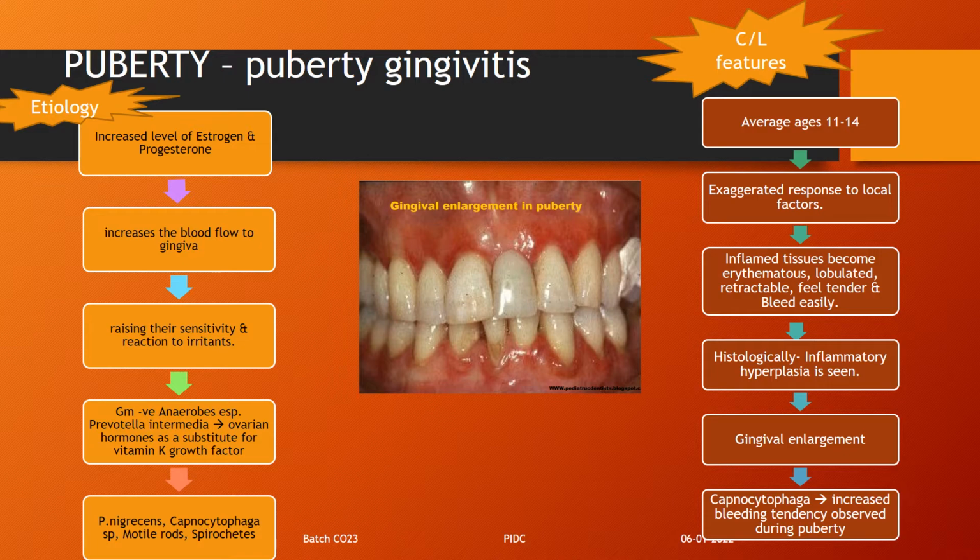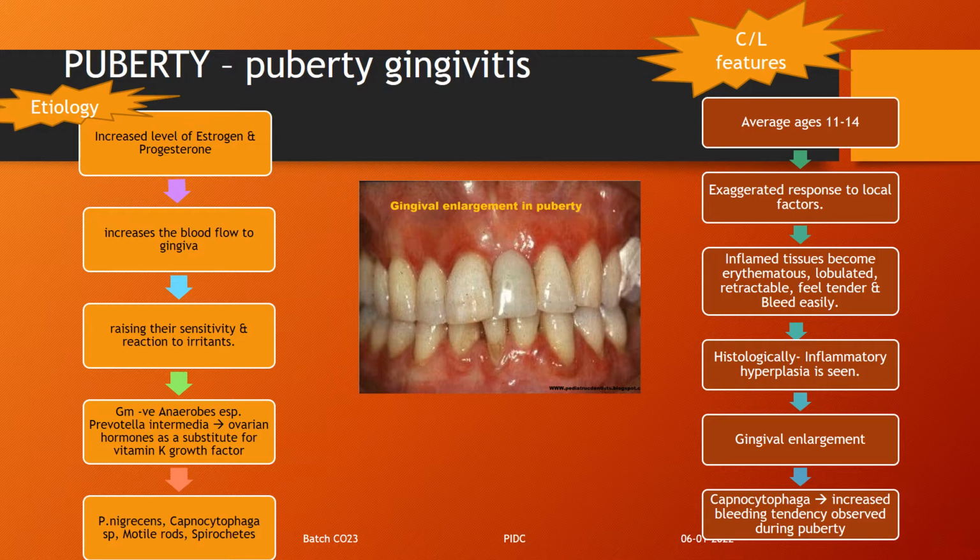This Prevotella intermedia might be using these ovarian hormones as a substitute for vitamin K growth factor, as the ovarian hormones and vitamin K share a similar structure. As the ovarian hormone level is increased, the growth and production of Prevotella intermedia will be more. Also, there will be an increase in Prevotella nigrescens, Capnocytophaga species, motile rods, and spirochetes. So let's move on to the clinical features.